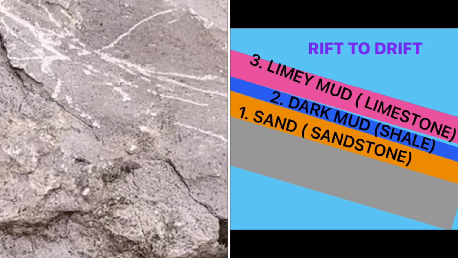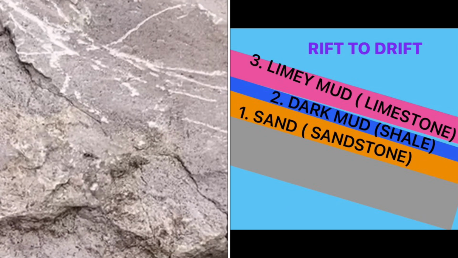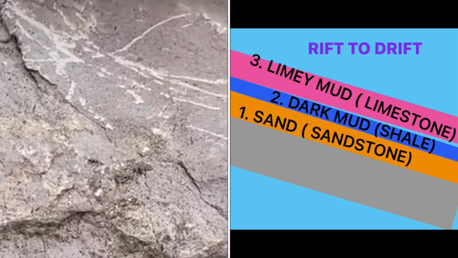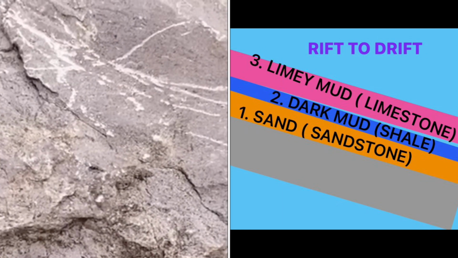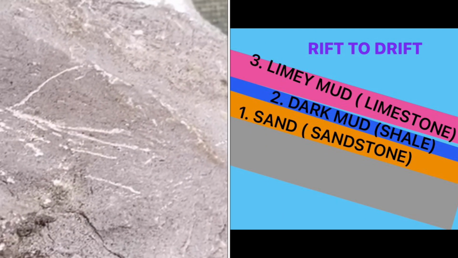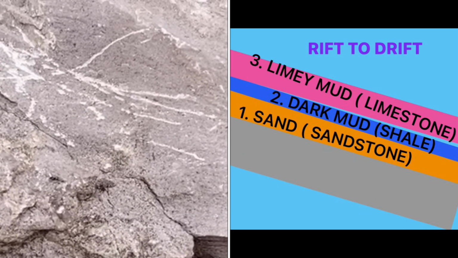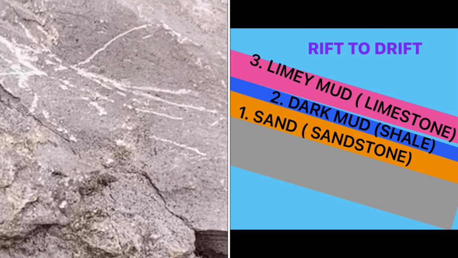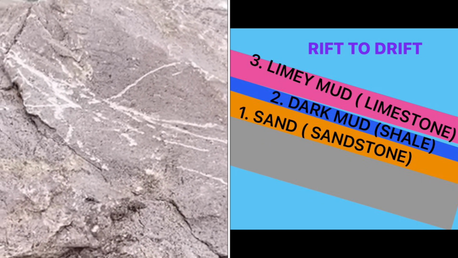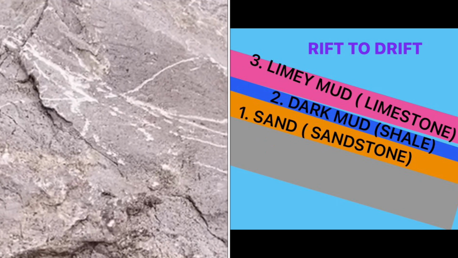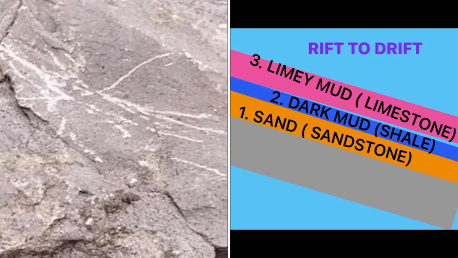The continent sank some more, and then mud covered those sandy beaches. The continent sank some more, and then limey mud, which is limestone, covered that. This just happened during Cambrian time, from about 550 million years ago to about 500 million years ago, as the continent was sinking. A layer of sandstone, which we call the Chilhowie sandstone. In the Grand Canyon, it's called the Tapeats sandstone. It covered the whole country.